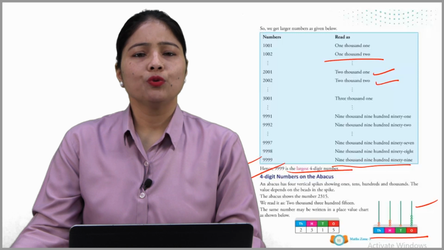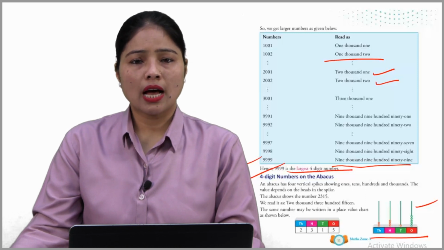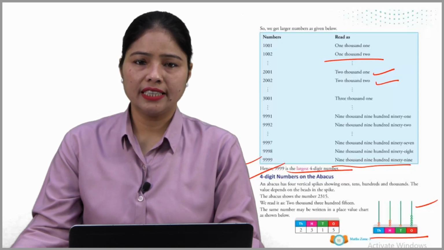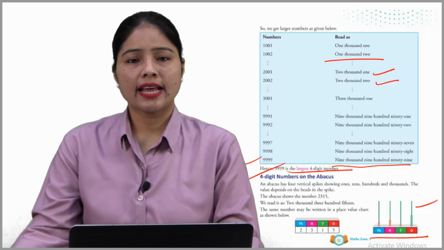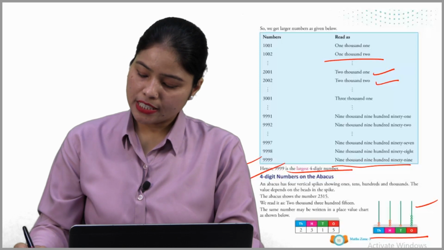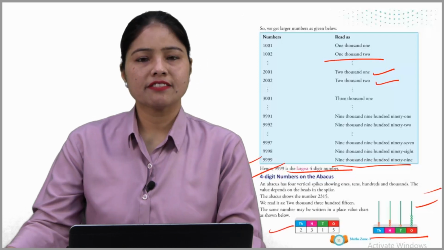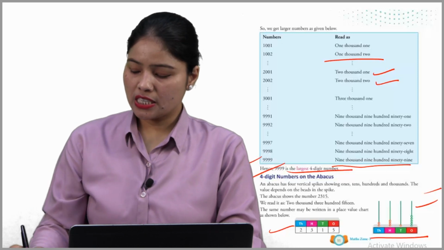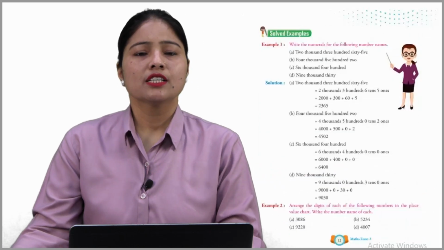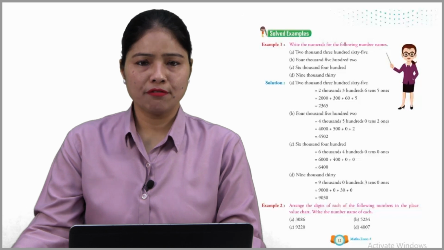Okay, so we read it as 2315. The same number may be written in the place value chart as shown below. ये हमारा spikes में given है और ये हमारा place value chart में given है. So I hope you understood well. So this is how you have to practice. Okay, so this is the example number 1.